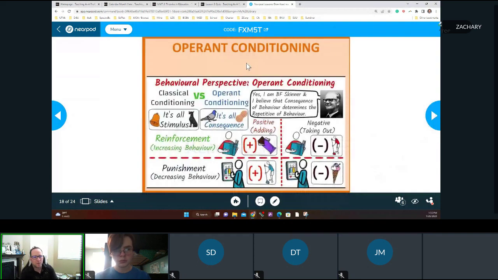All right, we're going to jump over now to operant conditioning. I already told you I'm a behaviorist, and this is how I analyze a lot of situations. Operant conditioning came out with B.F. Skinner. This is a picture of B.F. Skinner.